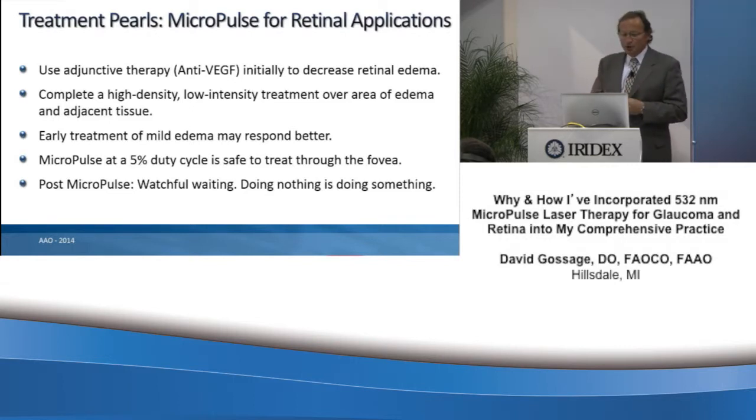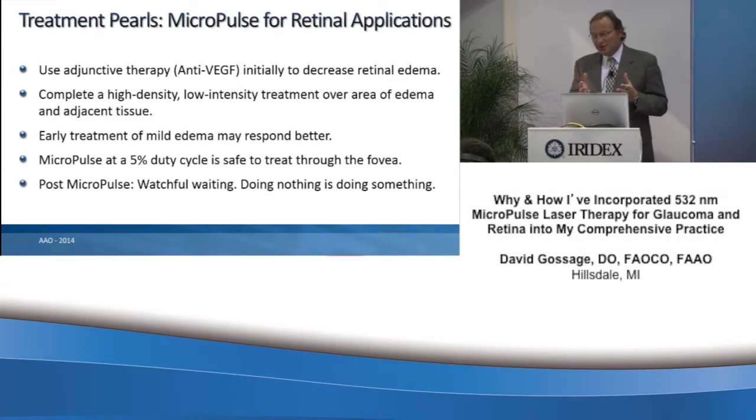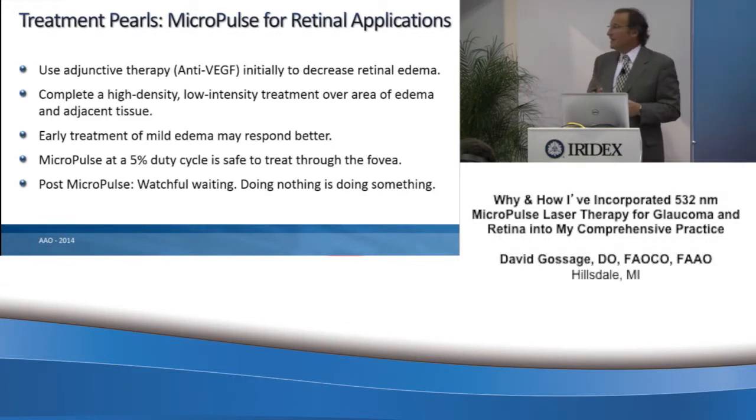And sometimes with post-MicroPulse treatment, it's watchful waiting. Sometimes you'll treat these patients, and as long as you still see a decrease in their central macular thickness on OCT, or an improvement in vision, you don't necessarily have to jump in and retreat right away. You can see over time these people continue to improve. Now it's not as, if you want to use the word sexy, as anti-VEGF therapy. You don't get that wow effect right away, but it does work and it does save that person the risk of having anti-VEGF therapy performed on them.